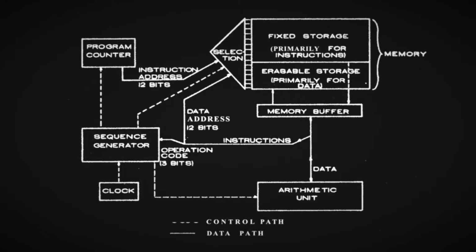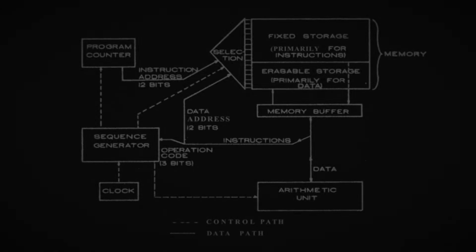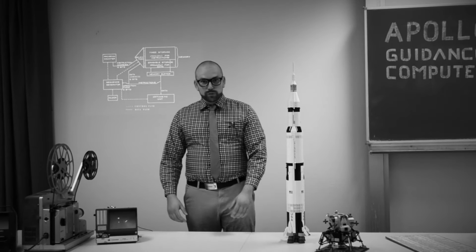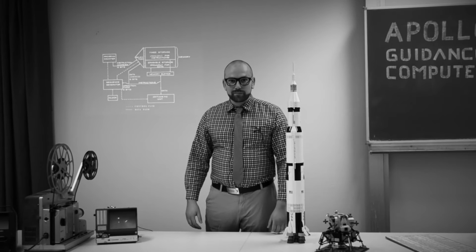Here we see a simplified block diagram of the AGC. The main components are the program counter, the selection circuits, the memory, which we will explain later in detail, the memory buffer, the sequence generator, the clock, and finally, the arithmetic unit, the heart of the AGC. Now, let me introduce you to some of these components in detail.